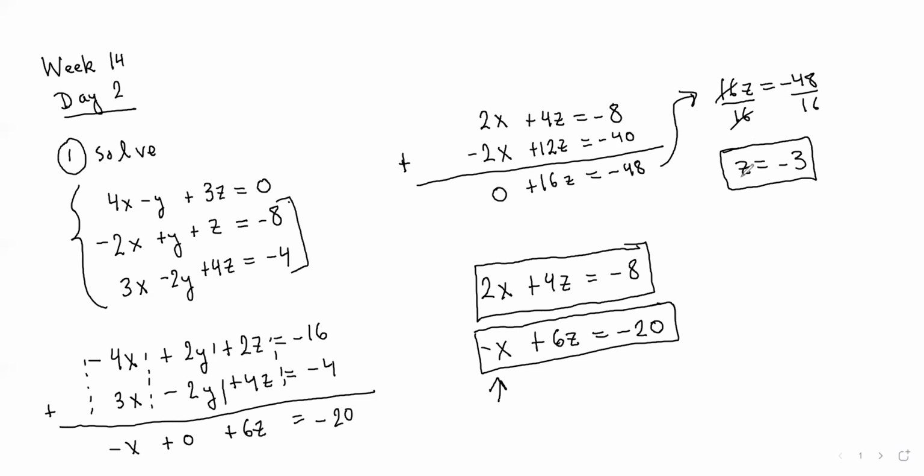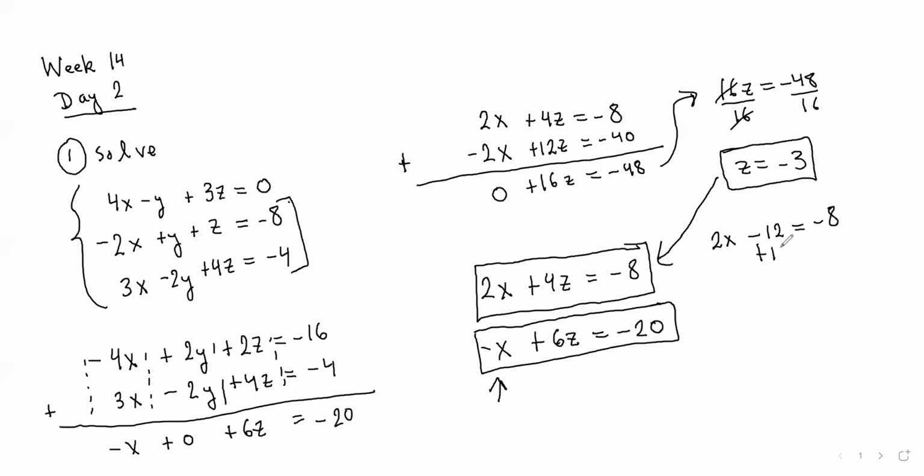Now, just like the previous problems when we had systems of two equations, we can solve for x by plugging this value of z into any of these equations. For example, plug it into this one. So what do we get? We get 2x plus 4z, which is plus 4 times minus 3. 4 times minus 3 is minus 12. So this is the same as taking minus 12, and that's equal to minus 8.